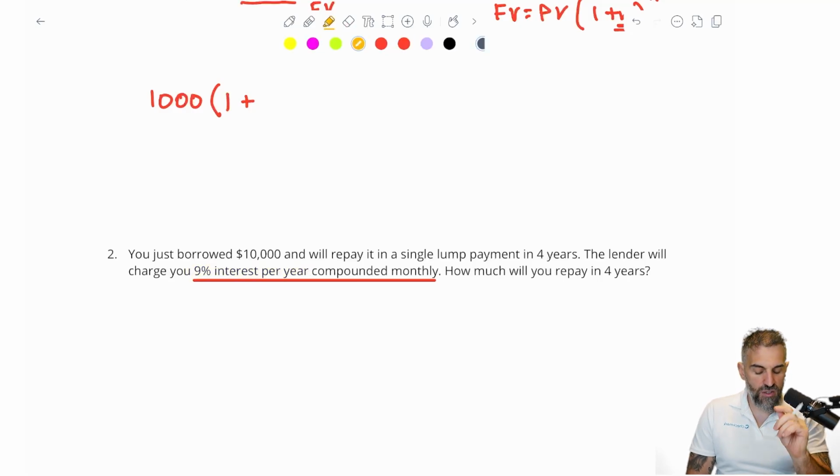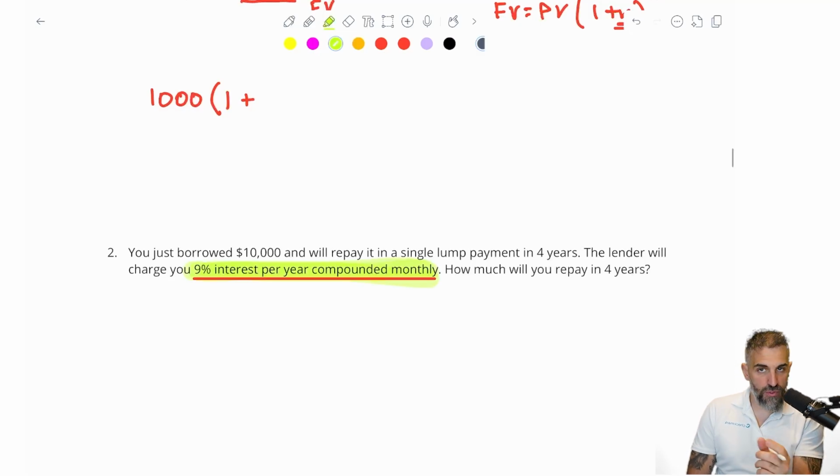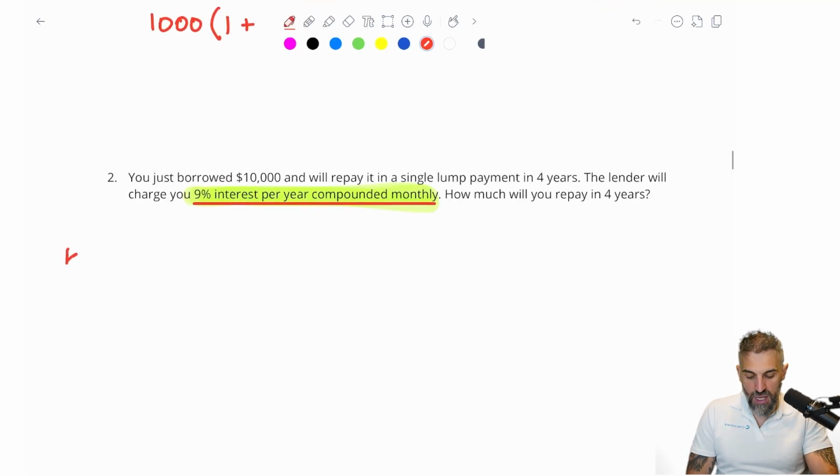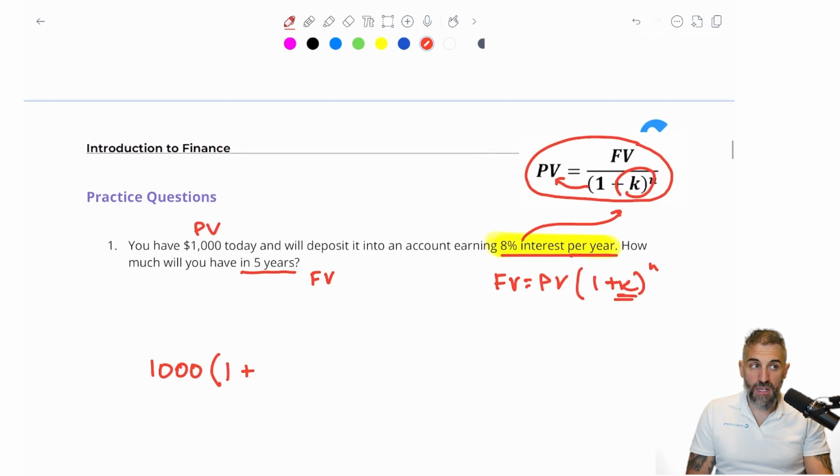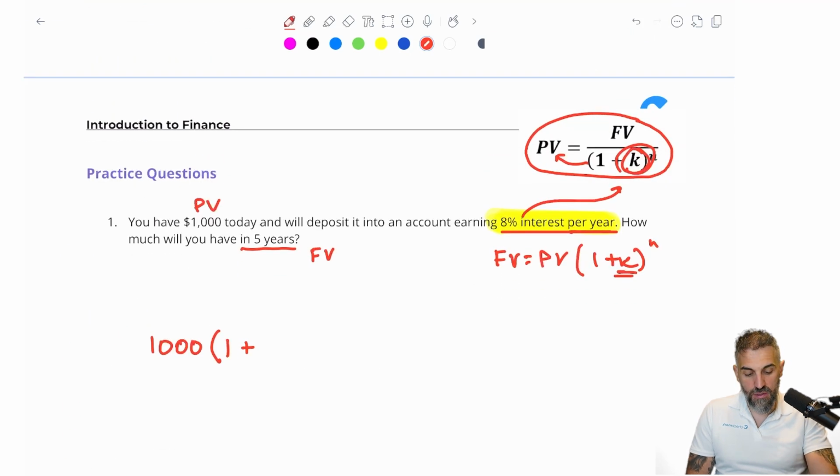Yes, but the thing I want you guys to focus on is the compounding. In this one, I mentioned compounding. 9% interest per year compounded monthly. That's different. Whenever you see a compounding frequency, okay, you need to actually do the conversion. So here your K is 9% divided by 12. Not here. Here, this is the K.